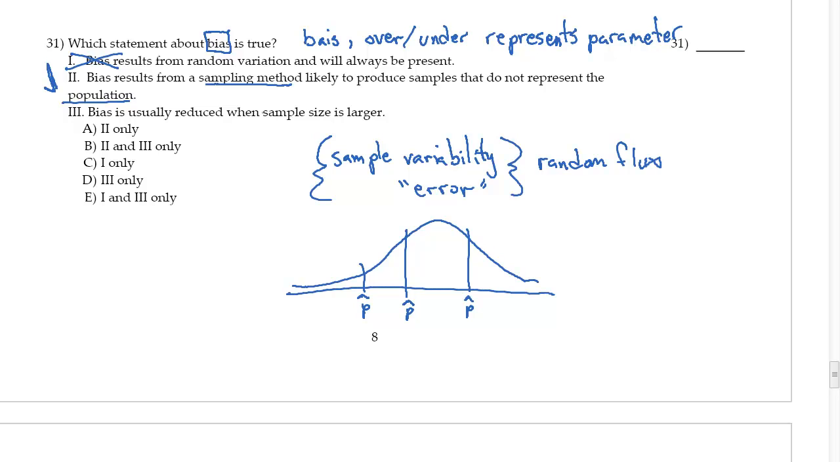Bias is usually reduced when the sample size is larger. Well, if it's based on the sampling method, making the sample size larger probably actually exaggerates the bias. And so this is not going to be true either. So it's only answer 2, which is A. Okay? And so this makes us happy here.